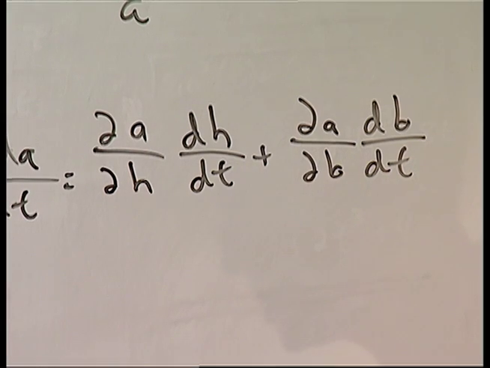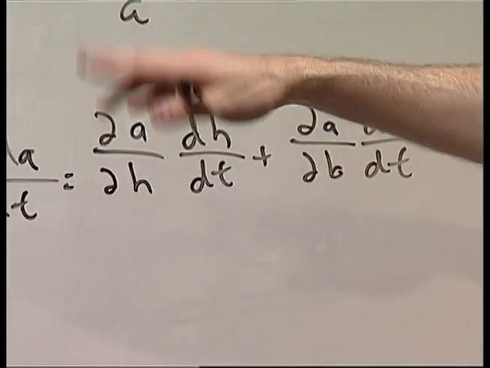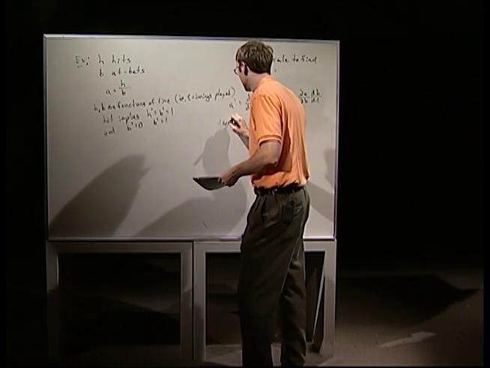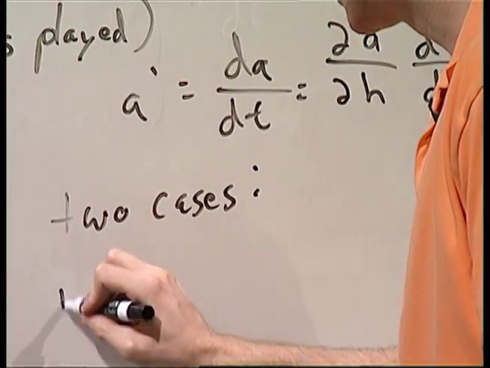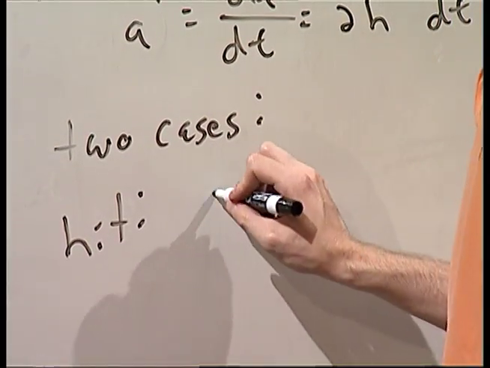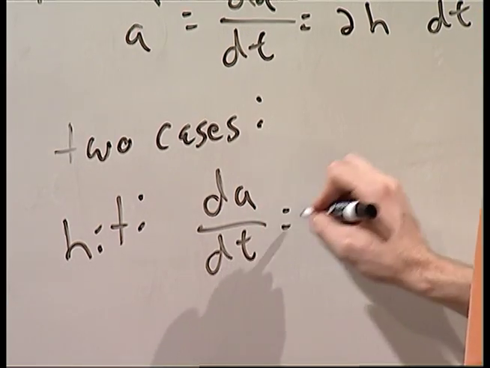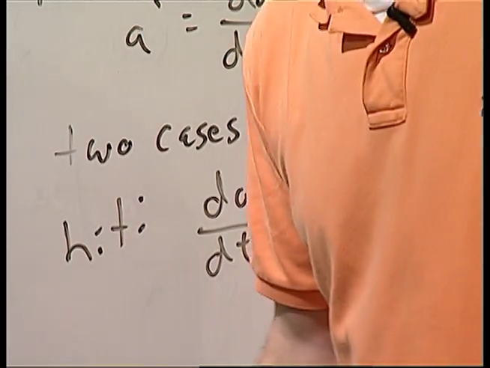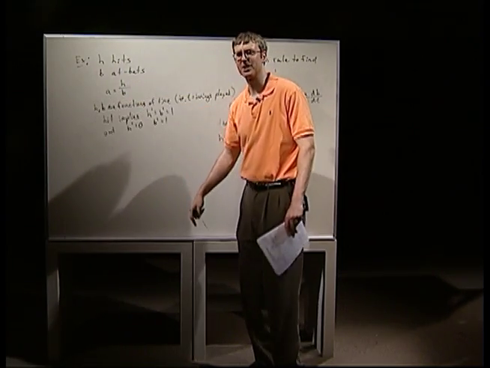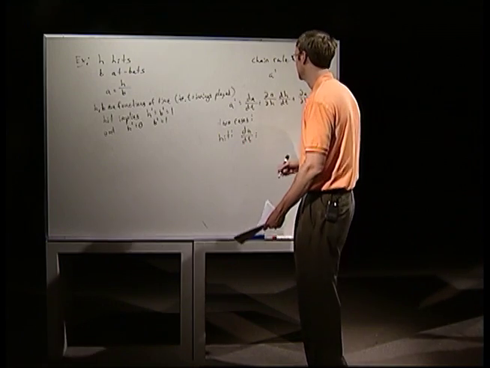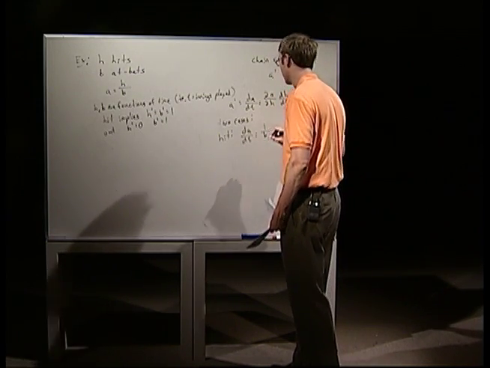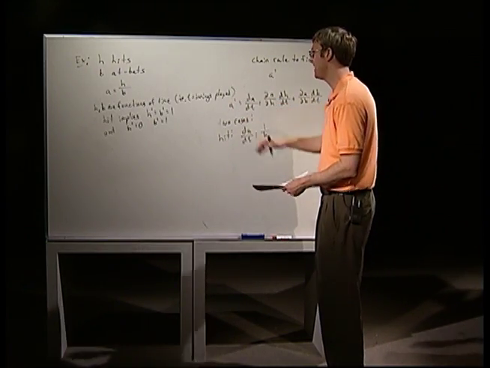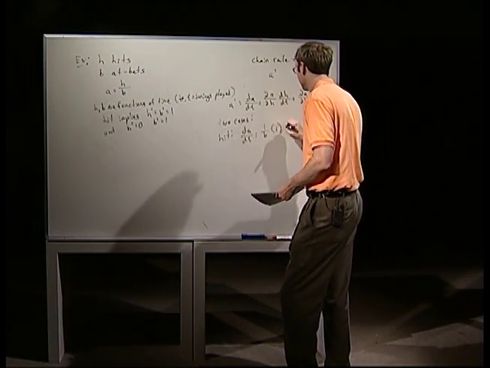And there are 2 different cases here: a hit or an out. Each one has a different system for dH and dB, right? So 2 cases. Let's address the hit case first. Partial A partial H is just like saying H over a constant, so partial A partial H is 1 over B, a linear function of H. And dH/dt there is 1, so we have 1.